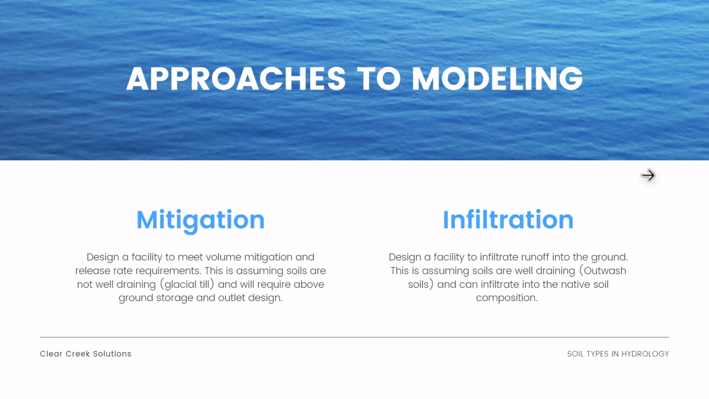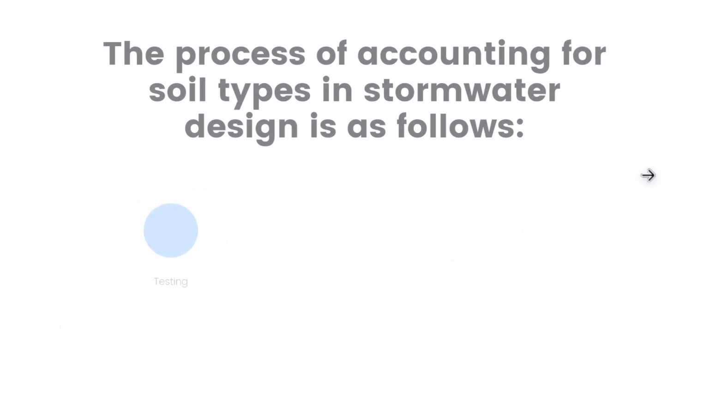And we can use infiltration to design a facility, so we can infiltrate runoff into the ground. This is also assuming soils are well draining, such as outwash soils, and you can infiltrate into the native soil composition. So if you have a low water table and you don't have pollutants around, you can go ahead and just drain and infiltrate that water back into the soil. But if you don't have soils that can do that, like glacial till, which is more clay-based, you're not going to be able to do that at all, and you're going to have to develop mitigation facilities instead.